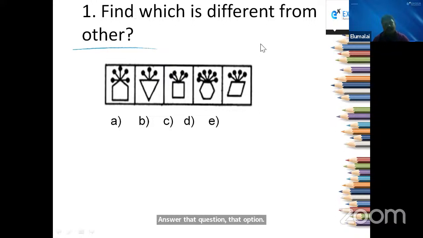Right. Actually, here, this figure has 5 sides, and we have 5 pins. This figure has 3 sides and we have 3 pins. This has 4 sides, 4 pins, 6 sides, 6 pins, 4 sides, 4 pins. Right. So here you cannot answer anything.